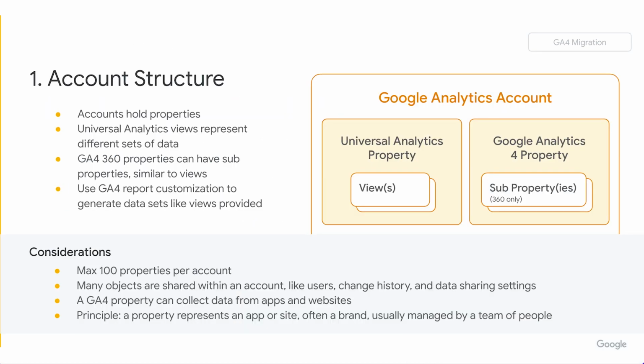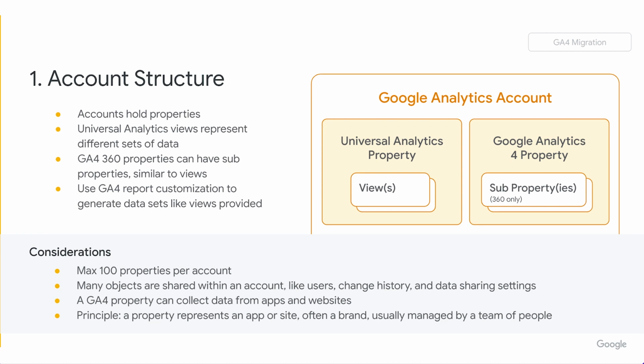One of the first things you're going to want to consider as you're setting up a Google Analytics 4 property is the Google Analytics Account Structure. Accounts are the top-level object that we have in the hierarchy inside of Google Analytics, and they house all of your properties from both Universal Analytics and Google Analytics 4. They have basic account settings on them, like users and their permissions, as well as a change history. The main object within an account is the property.